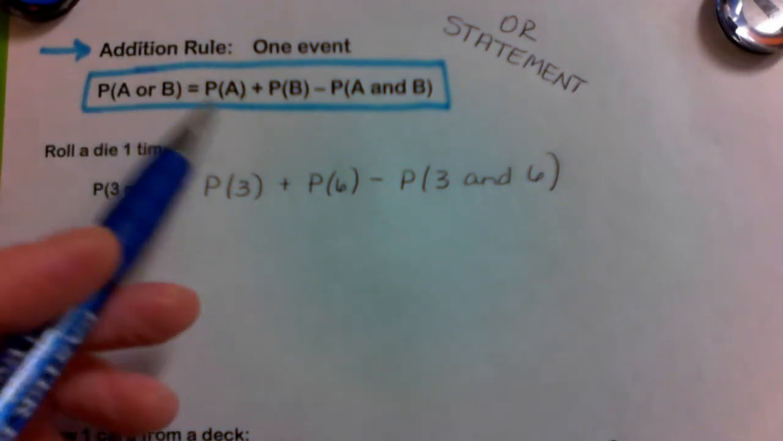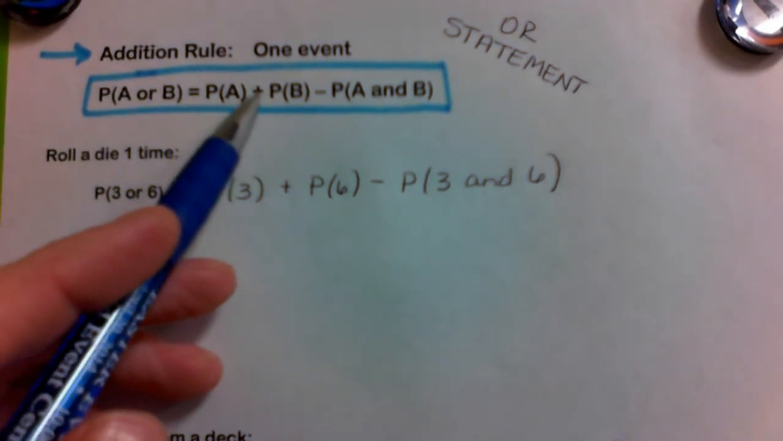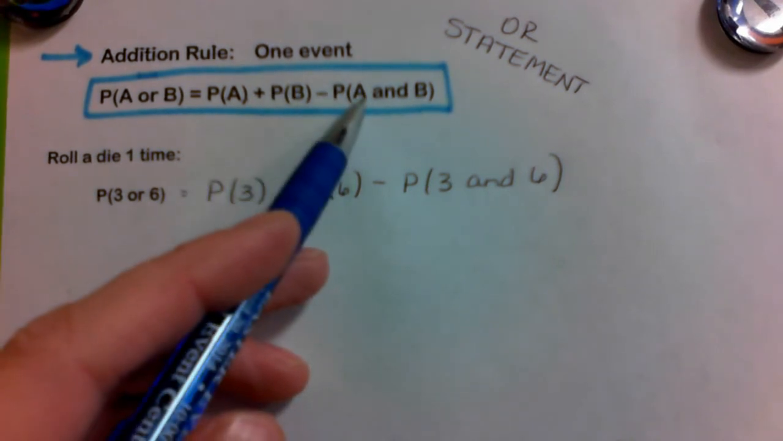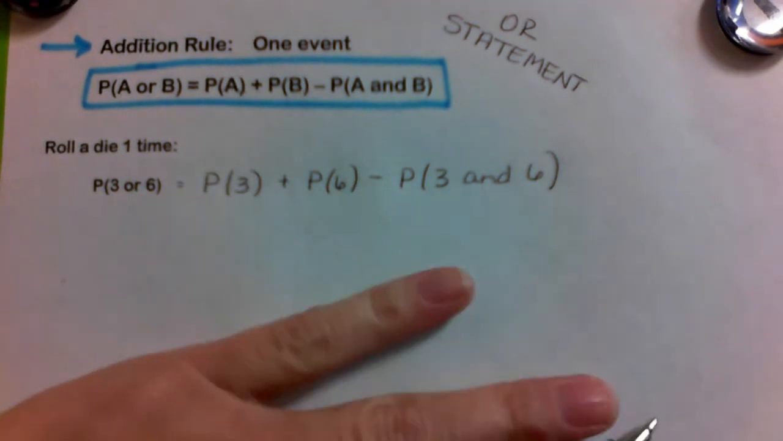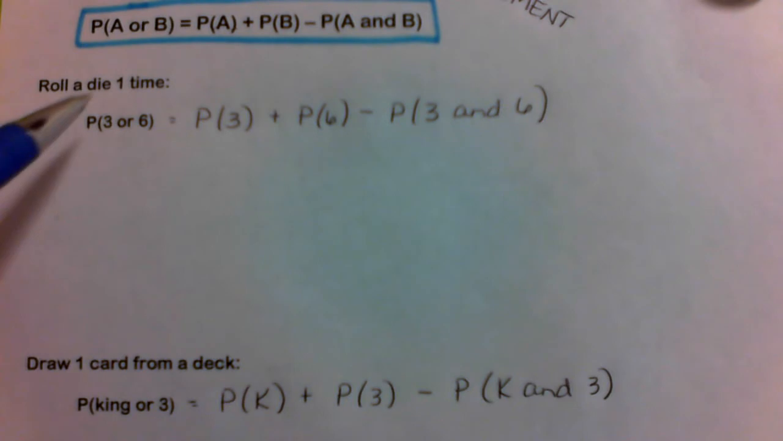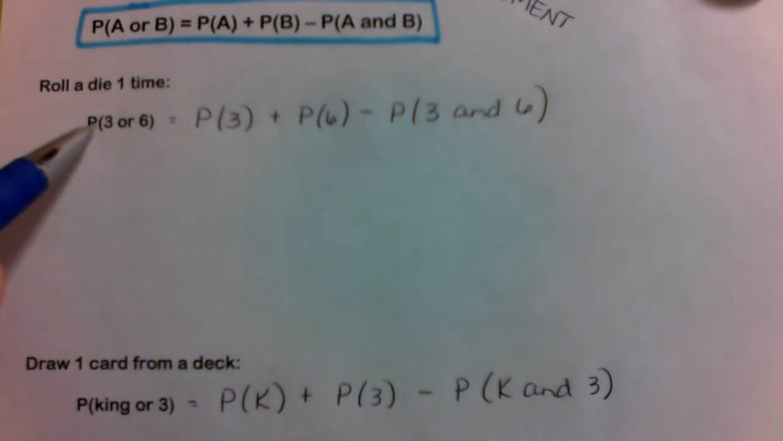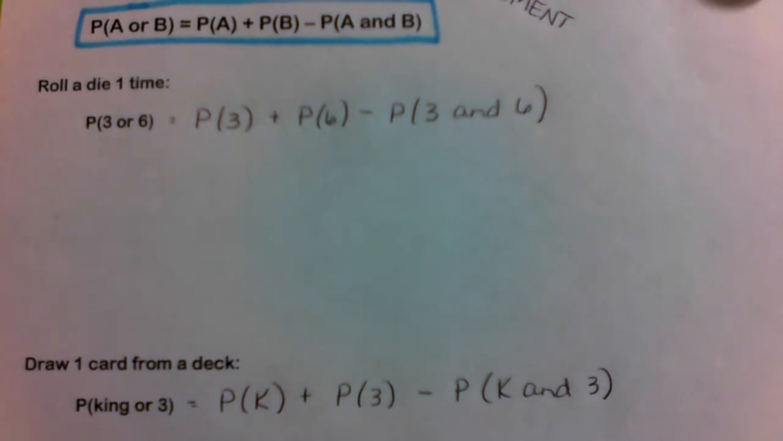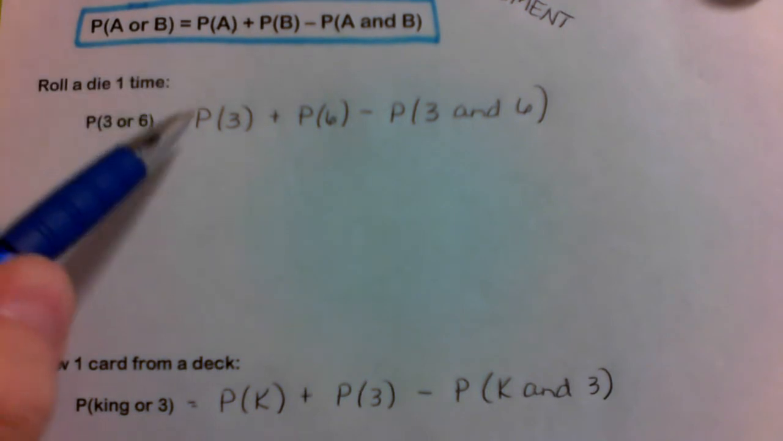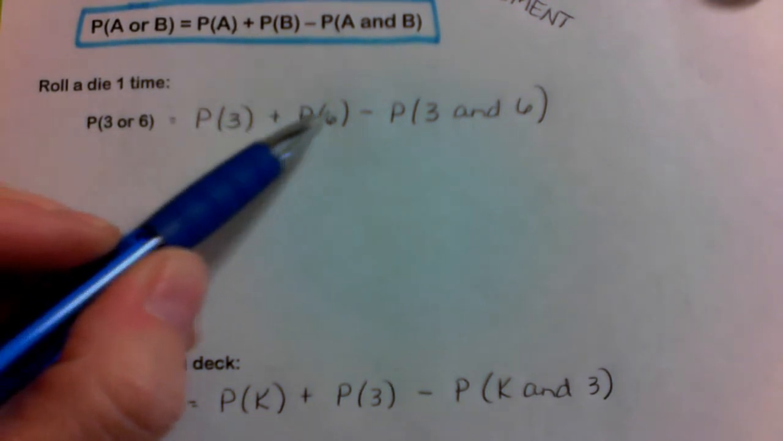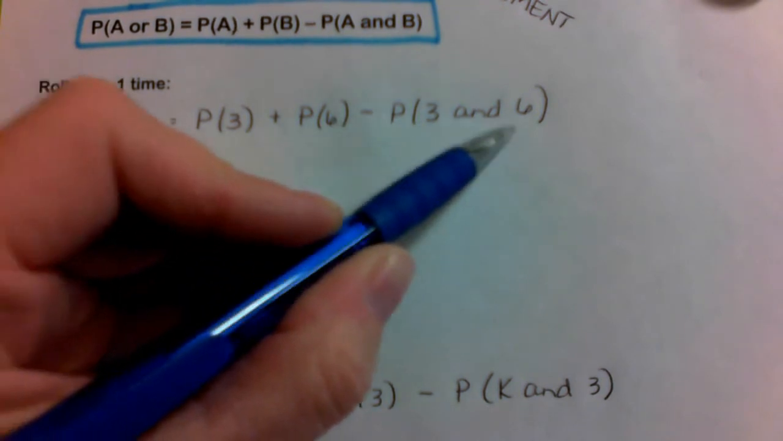And this is addition, so it's the probability of A plus the probability of B minus the probability of A and B. So let's look at some examples here. We're going to roll the die one time, one event, and I want to know that when I roll it one time, what is the probability that a 3 or a 6 shows up on my die? So when I place it in the formula, I have the probability of 3 plus the probability of 6 minus the probability of a 3 and a 6.